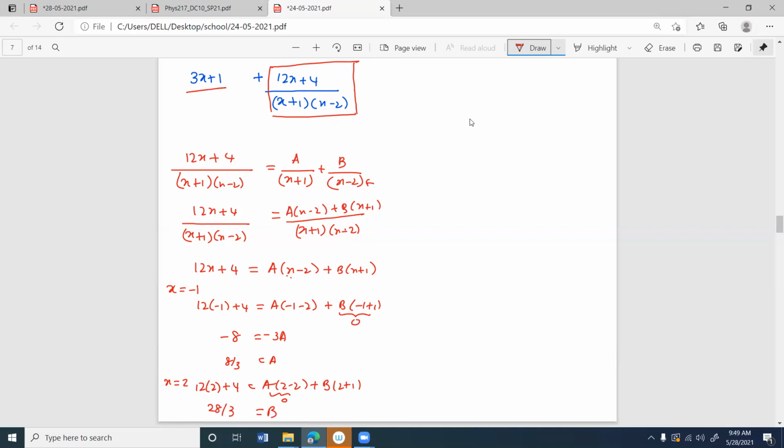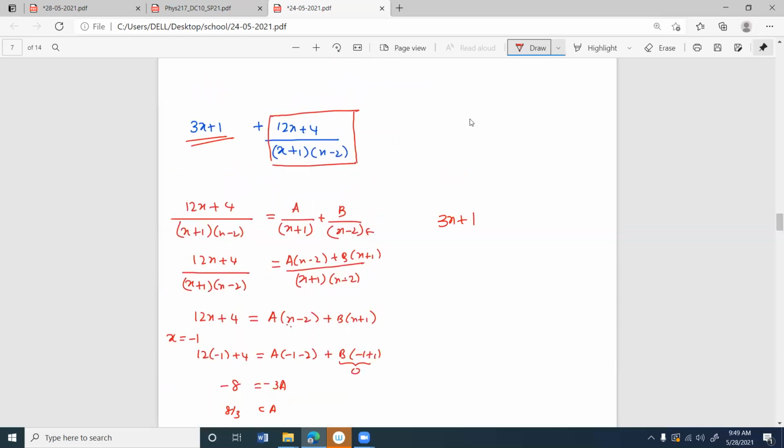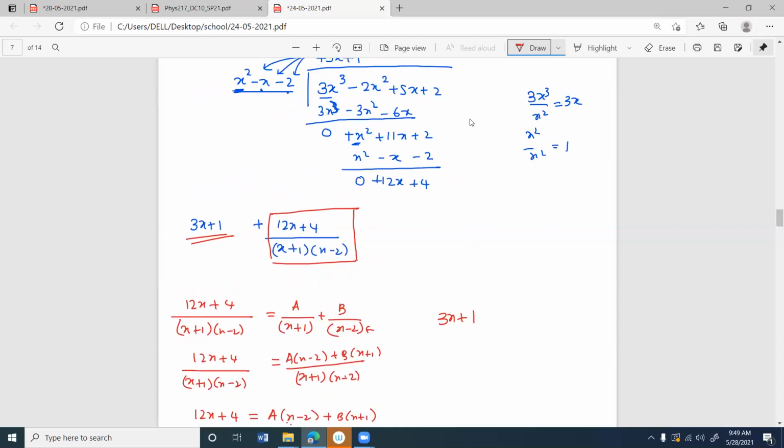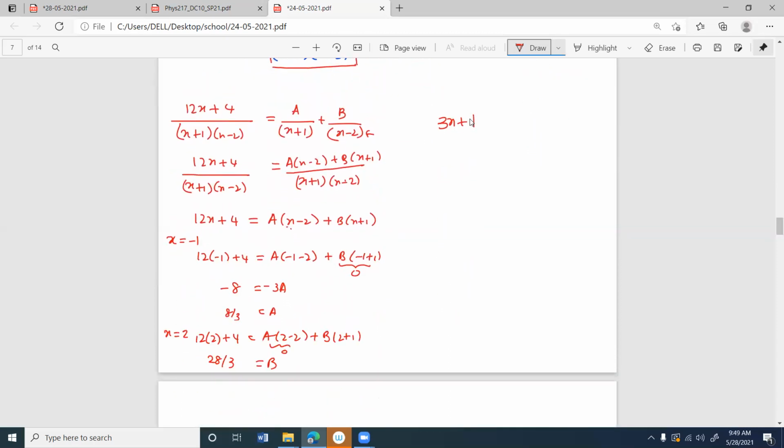The complete number is how much? 3x plus 1. And the remainder is this. Then you can write a over x plus 1. A is how much? 8 over 3. So you can write 8 over 3 times x plus 1. It doesn't matter; a and b can be fractional answers. Plus 28 over 3 times x minus 2. That is a way of getting this kind of answer. Right. Okay.